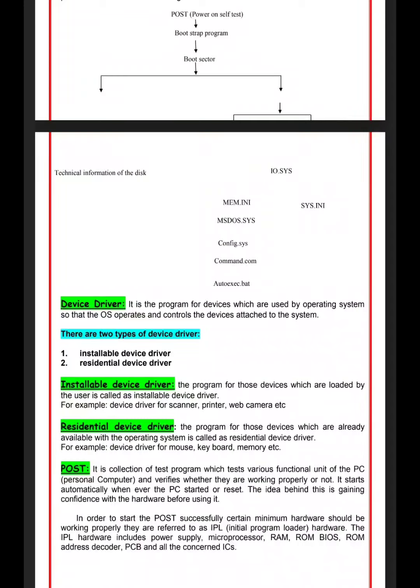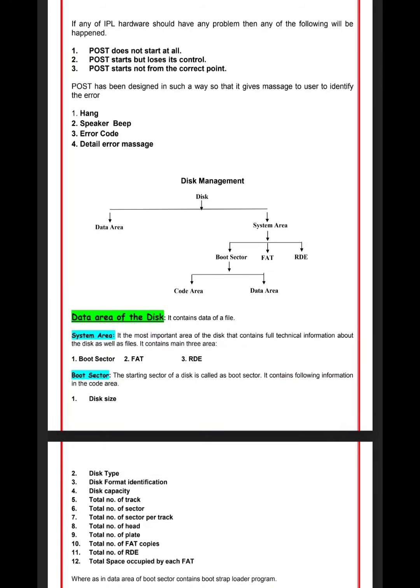If any of the IPL hardware has a problem, then any of the following may happen. POST does not start at all. POST starts but loses its control. POST starts not from the correct point. POST has been designed in such a way that it gives a message to the user to identify the error: hang, speaker beep, error code, detailed error message.